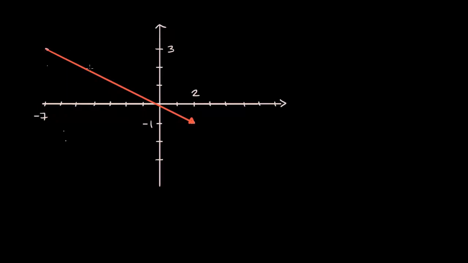What we have depicted here, we could call vector W. And you can see from this diagram that its initial point is right over here. It's the point -7, comma, +3. And its terminal point is this point right over here, which is the point 2, comma, -1.